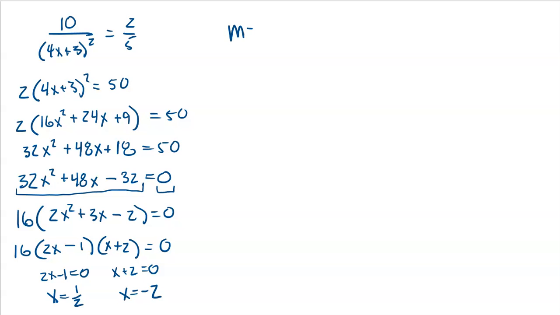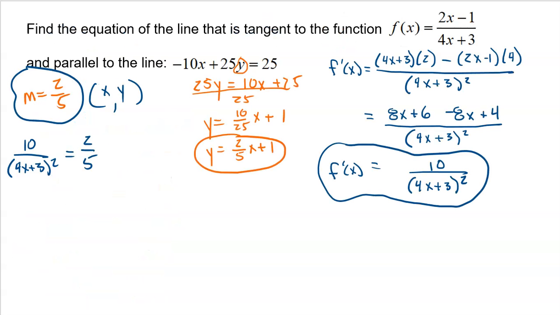I automatically know my slope is 2/5. I can't change that because if I want to be parallel to that given line, I got to have a slope of 2/5. But apparently there are 2 points of tangency on this function that will create the line I'm looking for. One of them has an x value of 1/2 and the other has an x value of negative 2. So of course now I need to go ahead and find my y coordinates, and then I'm going to show you a graph so you can understand how this is all correct. But I'm going to find my y coordinates by plugging back into the original function.